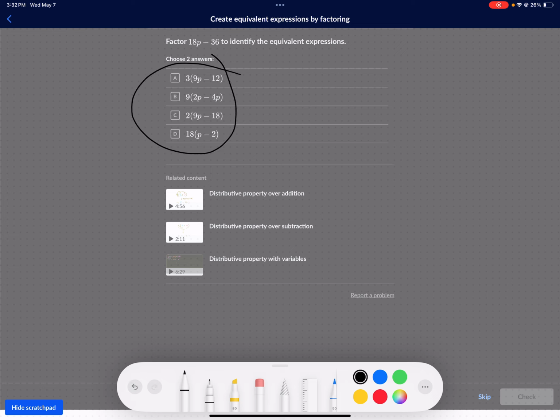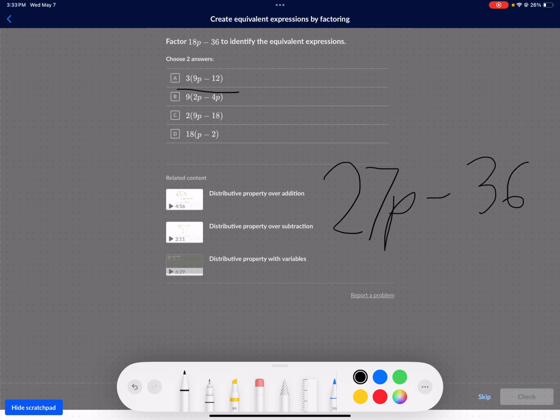Given our choices, we probably might not have to worry about this at all. If we just plug in the values and try to make it equivalent to what we're trying to solve, then this will be a piece of cake. So let's start. 3 times 9p minus 12. So we have 3 times 9, which is 27p, and then 3 times 12 is 36. So 36 is correct, but 27 is not. It should be 18. So A is wrong.